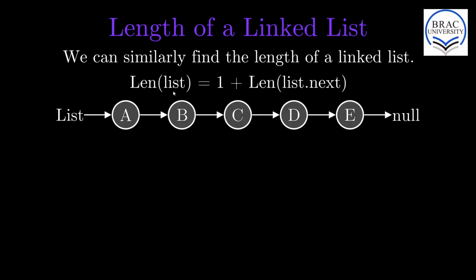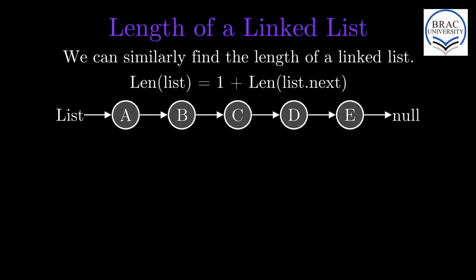the length of list is actually 1 plus, because the node which is pointed to by list is one node, so this contributes 1 to the length. So this is 1 plus the length of the rest of the list. The rest of the list is accessed by list.next. So this is the recurrence relation which will give us the length of a linked list.